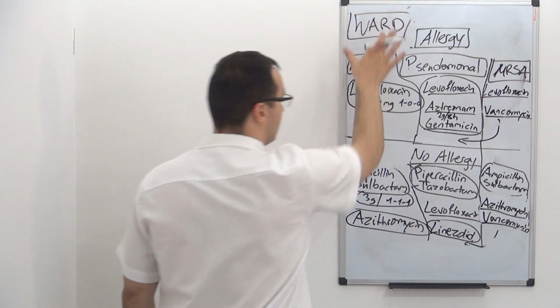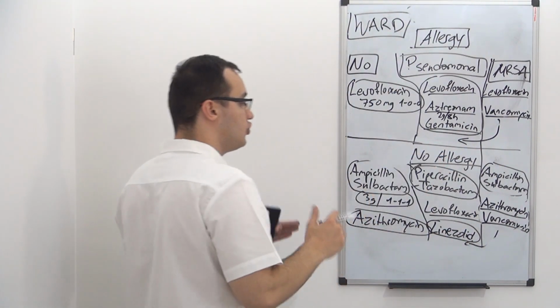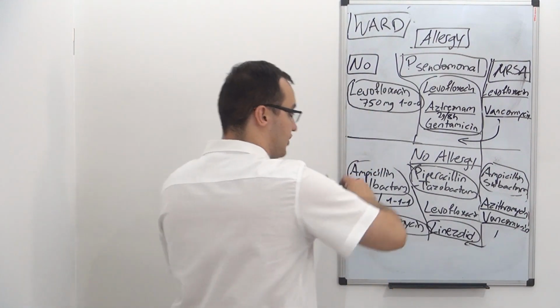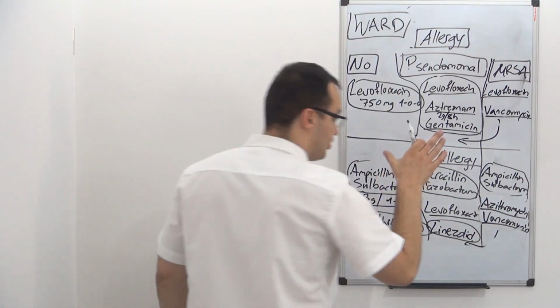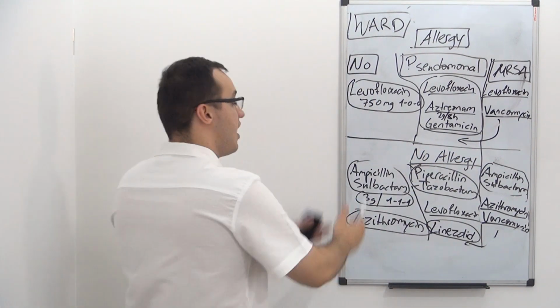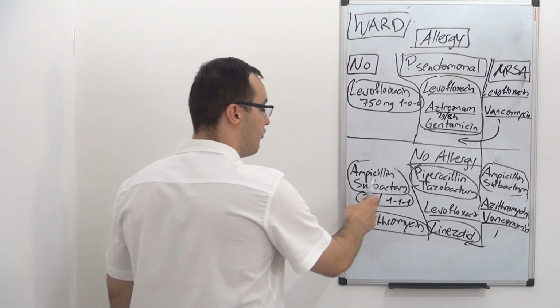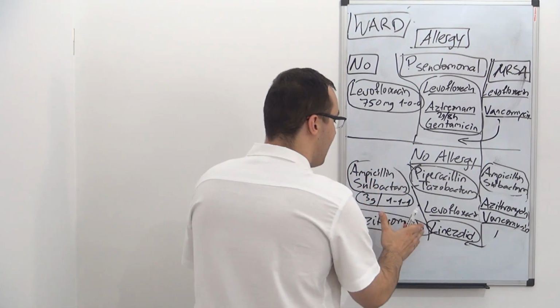In the ward, no allergy. This is the most of the cases. So I want you to remember this part mostly because this is the most common. A patient in the ward, a patient with no allergy against beta-lactams, so I can use beta-lactams. Then I will use ampicillin sulbactam, 3 grams 3 times daily. Ampicillin sulbactam, this is a beta-lactam, together with a macrolide, azithromycin.